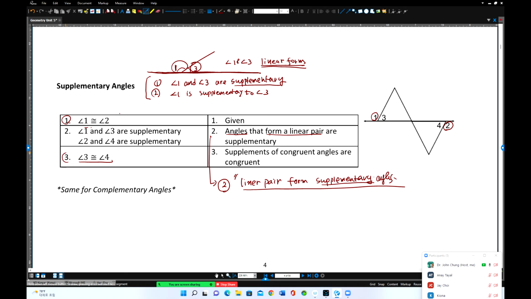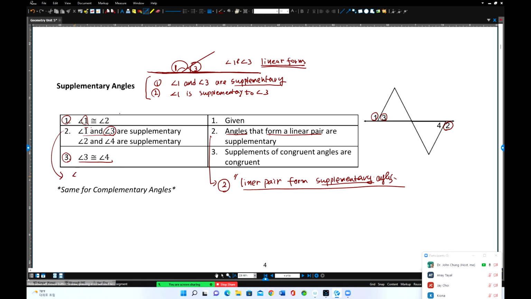1, 2, 3. So, first we have to say angle 1, angle 3 supplementary angles. Or you can say angle 3 is supplementary to angle 1, right? So instead of this one, because the angle 1 congruent over here, so angle 3 is first. Angle 3 is supplementary to angle 1. I like that one, okay?